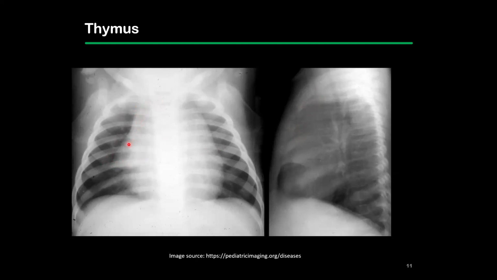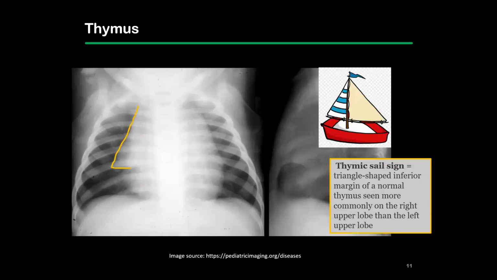One thing to look for, to tell a thymus versus a pneumonia or another sort of consolidation, is that the thymus tends to be denser centrally. Then as you come out toward the edge, it has a sharp edge with the lung, and it begins to fade toward the end where it's a little bit thinner. This look is called the thymic sail sign, when you have this very sharp triangular border of the normal thymus.